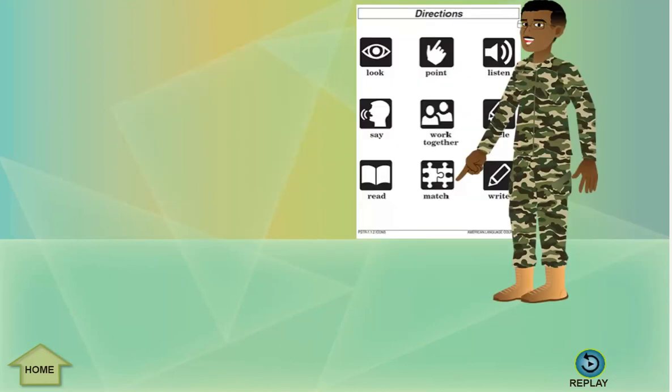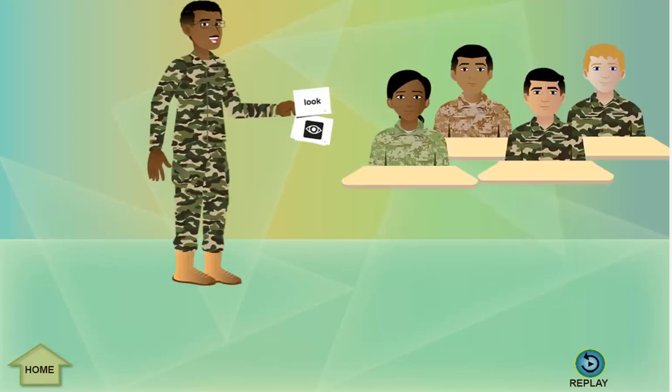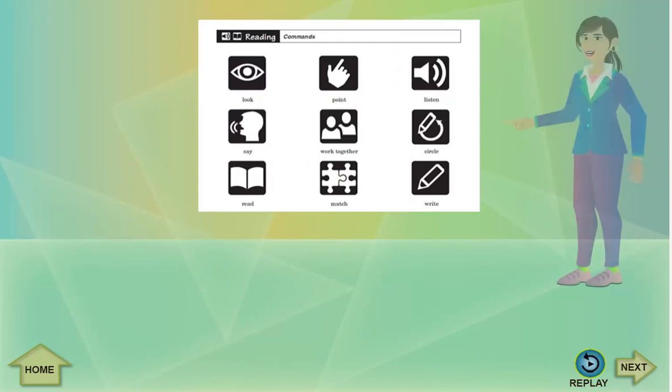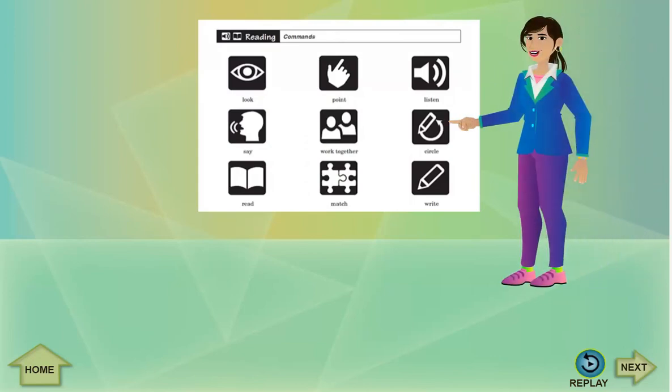Then, he points to the match icon on the poster 1.1.2 commands and says match. Match. Next, the instructor gestures match by holding up a look picture and a look word card to show they match. Use the student text page if the students need help.